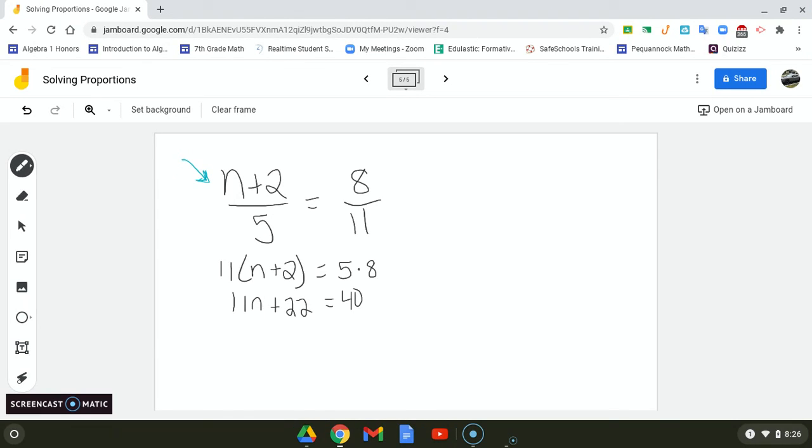And then again, we'll solve this just like we've been solving. So we subtract 22 from both sides. And we get 11n is going to be equal to 18. And then divide by 11. So we know that n is equal to 18/11. And we could say that it's the same as 1 and 7/11.